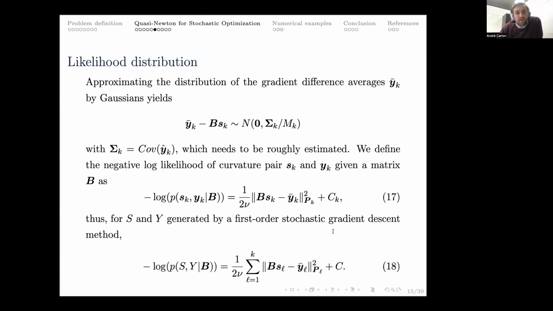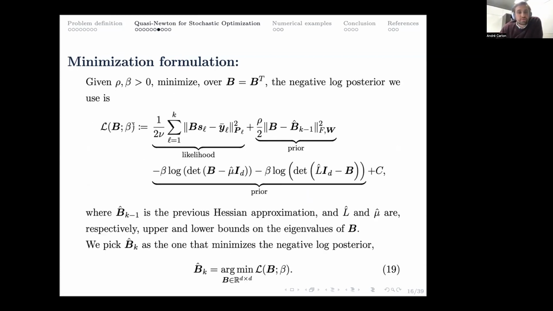Okay, we have the prior, we have the likelihood, so we can build our approximation of the posterior, or in this case, the negative log posterior. How do we do so? For two parameters, rho and beta, two scalars, we build the posterior, the negative log posterior, using this negative log likelihood term, and we weight this proximity term by rho. This is a parameter that we can control, and we also have the beta multiplied by the log barriers here.